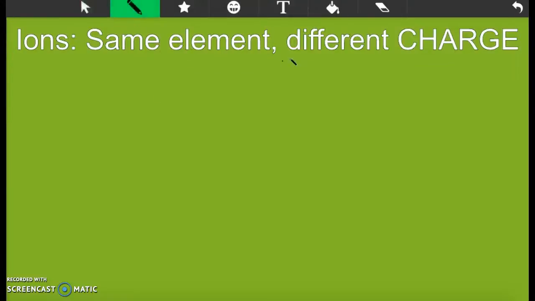Okay, ions: same element, different charge. I removed all this stuff from this test, but it'll be on future tests. Now, when we say charges, not credit cards, we're talking about electrical charges, which you should remember from batteries.